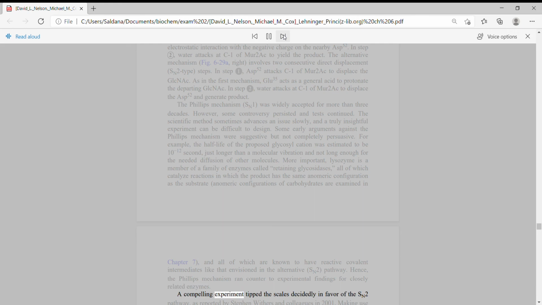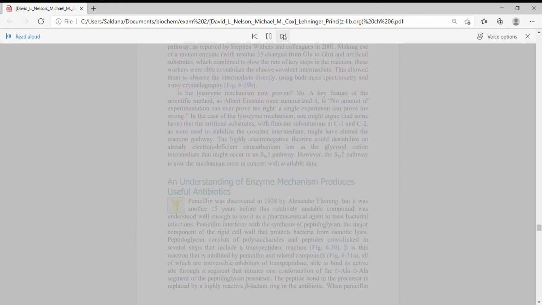A compelling experiment tipped the scales decidedly in favor of the SN2 pathway, as reported by Stephen Withers and colleagues in 2001. Making use of a mutant enzyme, with residue 35 changed from GLU to GLN, and artificial substrates which combined to slow the rate of key steps in the reaction, these workers were able to stabilize the elusive covalent intermediate. This allowed them to observe the intermediate directly, using both mass spectrometry and X-ray crystallography, Fig. 6-29b. Is the lysozyme mechanism now proven?